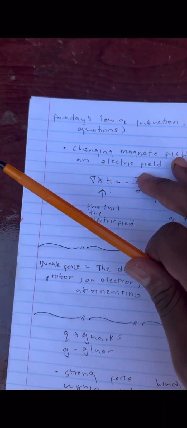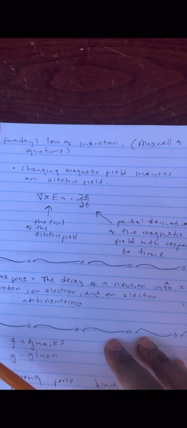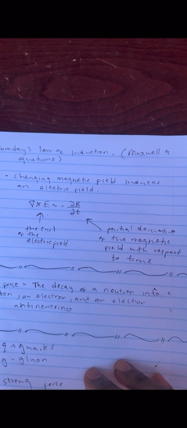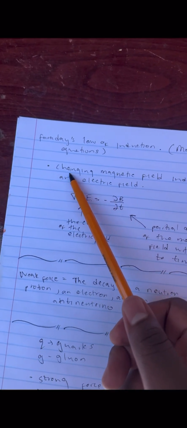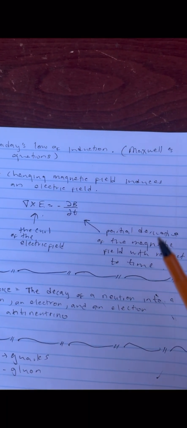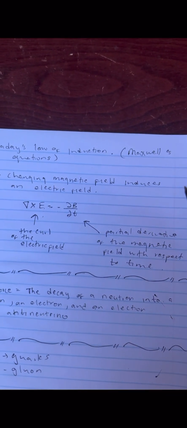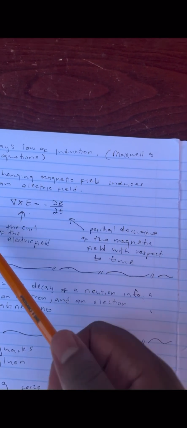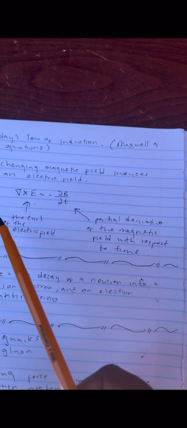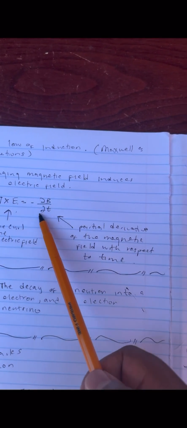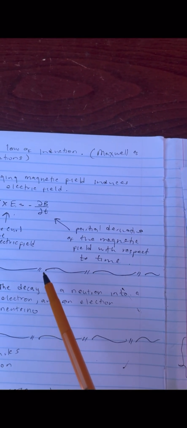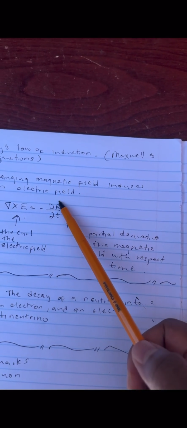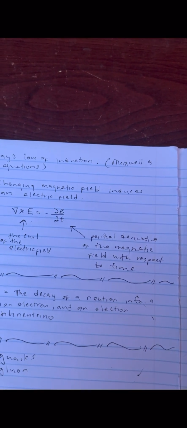Apologies for that. That's Faraday's law of induction, one of Maxwell's equations. You notice, or they've noticed, or if you read books you'll notice, that a changing magnetic field induces an electric field. So this is the equation here: the curl of the electric field is equal to the negative partial derivative of the magnetic field with respect to time.